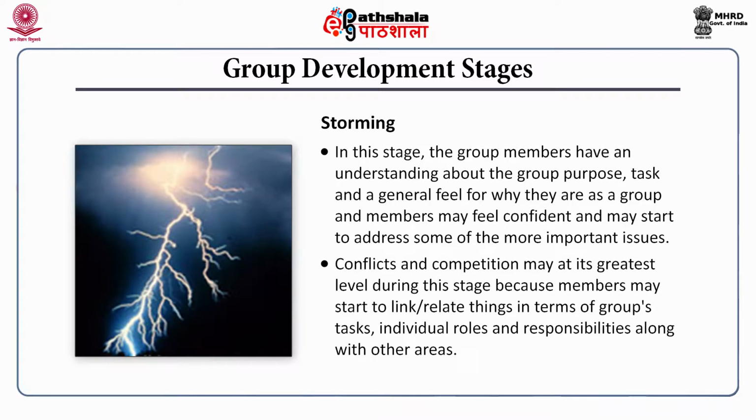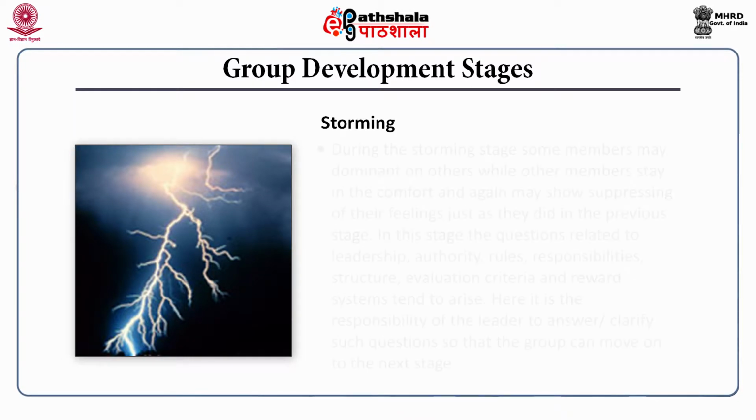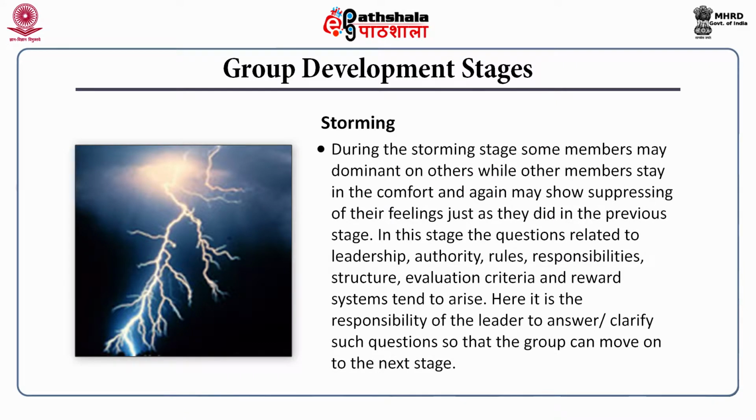Conflicts and competition may be at their greatest level during this stage, because the members may start to relate things in terms of group tasks, individual roles and responsibilities, along with other areas. During the storming stage, some members may be dominant over others, while others may stay in comfort and again suppress their feelings, just as they did in the previous stage.